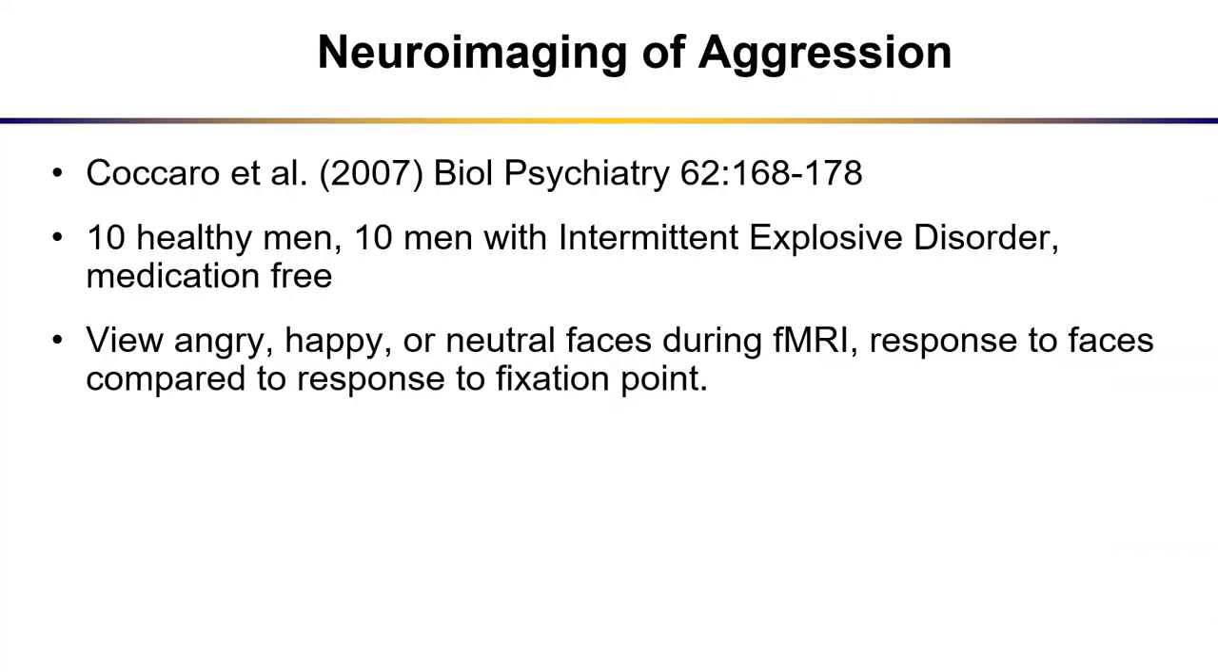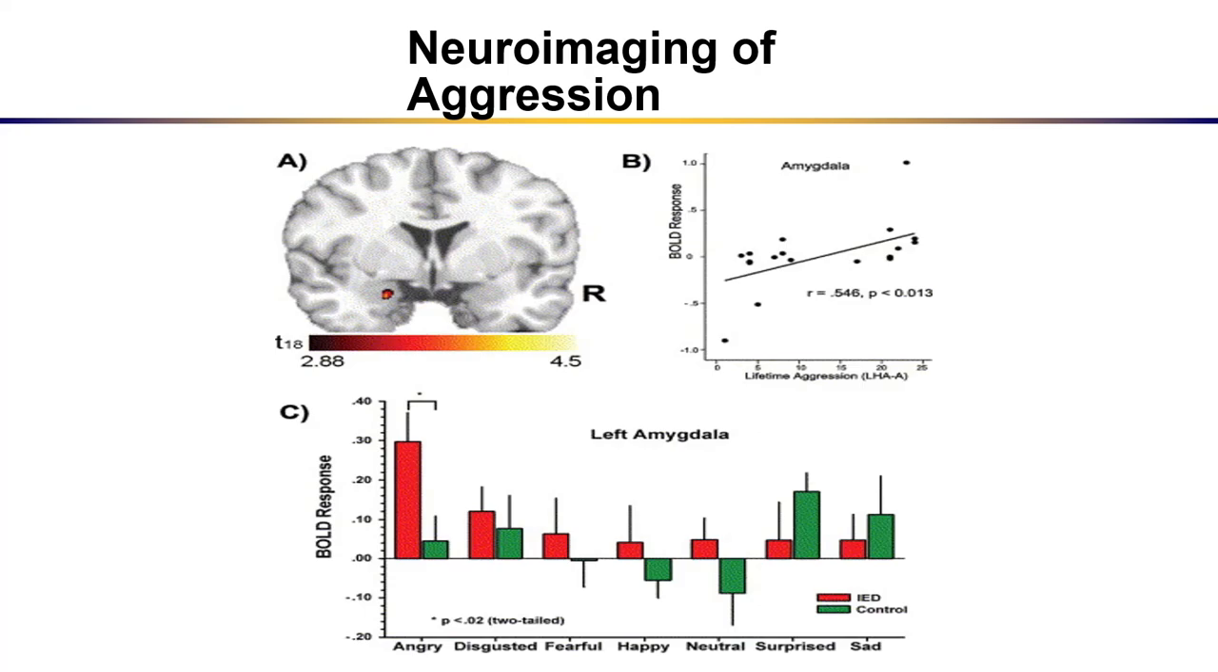So this small study, which unfortunately has not been repeated, was done by Coccaro way back now 20 years ago, just comparing 10 men with impulsive aggression to 10 control men. And what they found is that when the IED men were in the scanner, they much more strongly activated the amygdala to angry faces, and that degree of activation in panel B, the bold response, how strongly the amygdala activates, correlated with lifetime aggression.